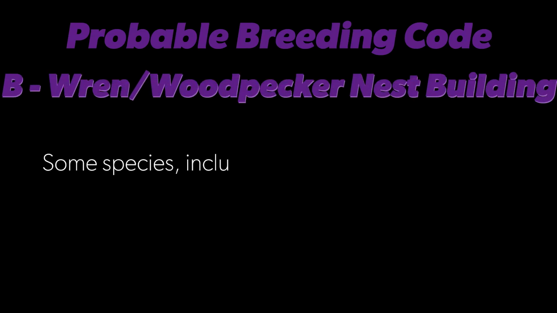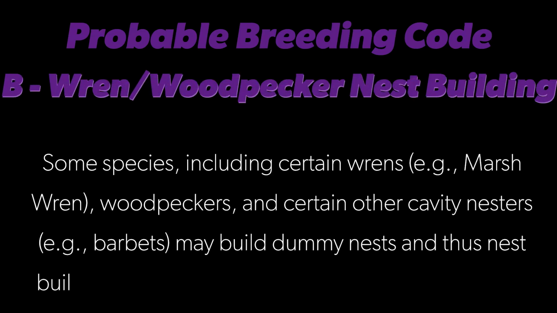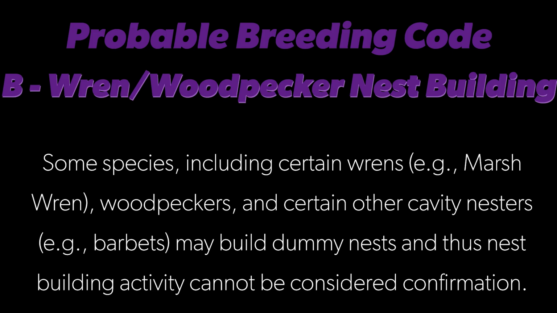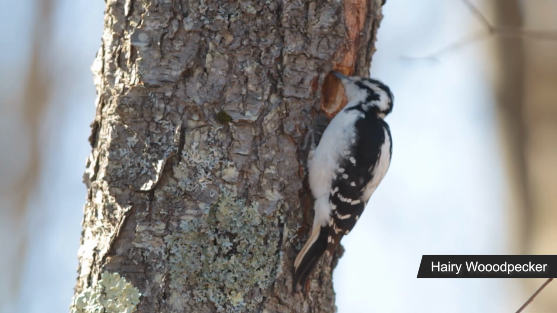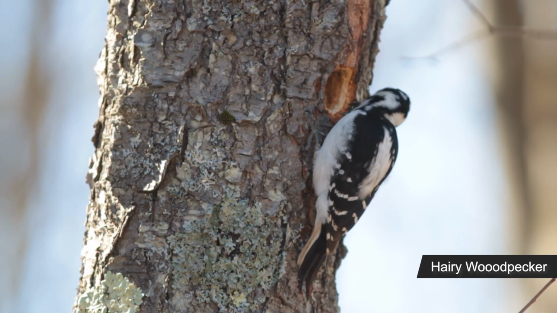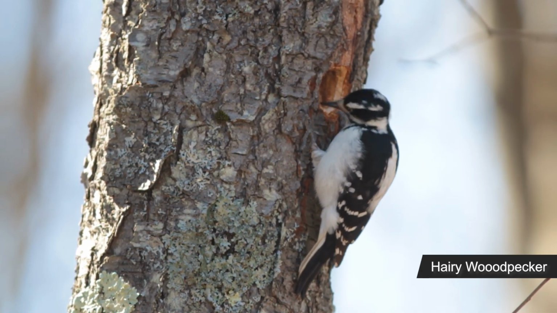These last two are pretty uncommon, but first is B for woodpecker/wren nest building, defined as: some species, including certain wrens, woodpeckers, and certain other cavity nesters, may build dummy nests, and thus nest building activity cannot be considered confirmation. To elaborate on that description, with many of those species, the males will build many nests or dummy nests to claim potential sites. Then when a female arrives, she will choose which of those they'll use as their actual nest.